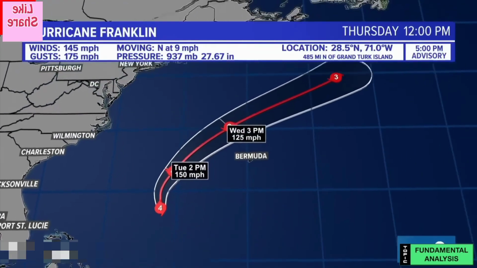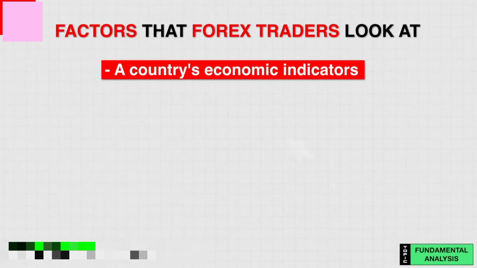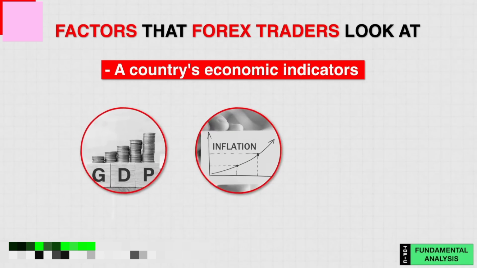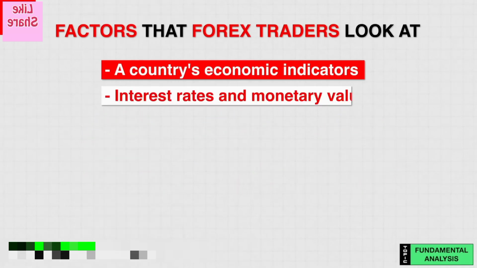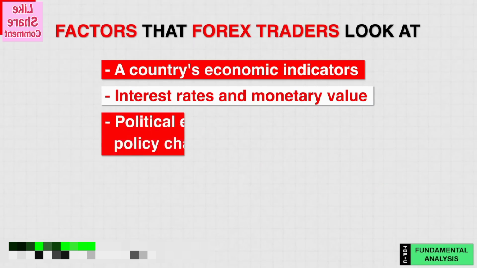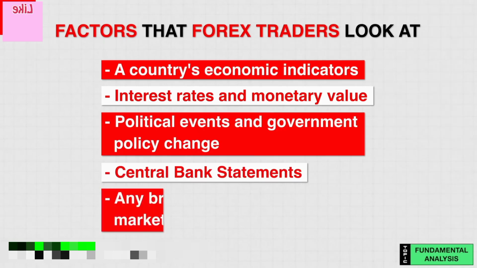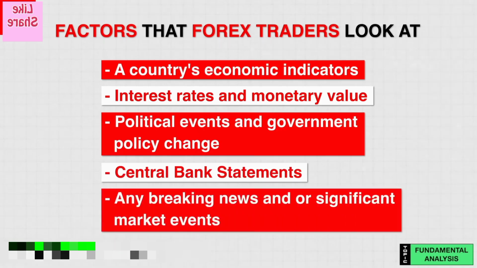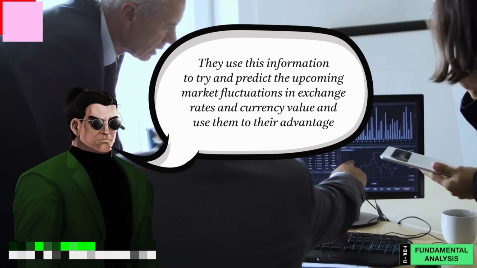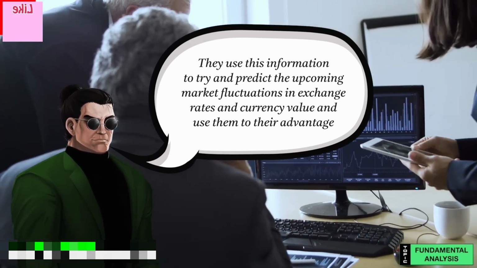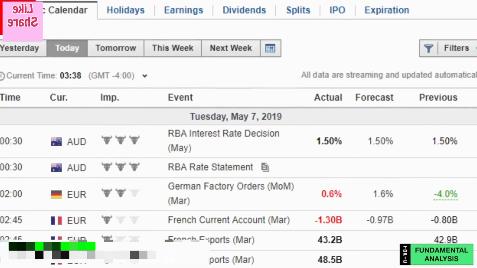Rather than atmospheric conditions, Forex traders are looking at factors like a country's economic indicators, such as GDP growth, inflation, and unemployment to gauge the health of the country's economy, interest rates and monetary value, political events and government policy change, central bank statements, any breaking news and/or significant market events. They use this information to try and predict the upcoming market fluctuations in exchange rates and currency value and use them to their advantage. Many traders use an economic calendar as a way to keep track of upcoming economic events or announcements.